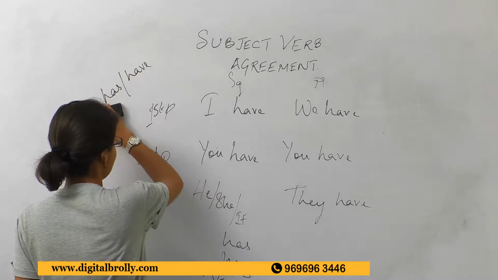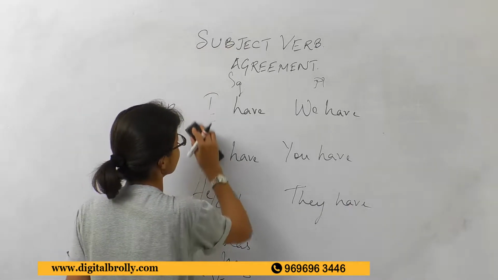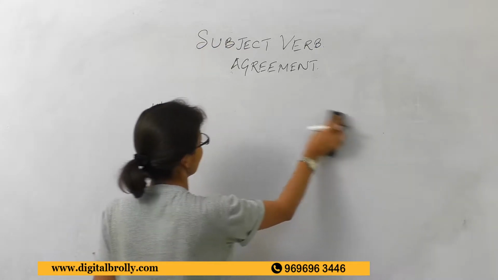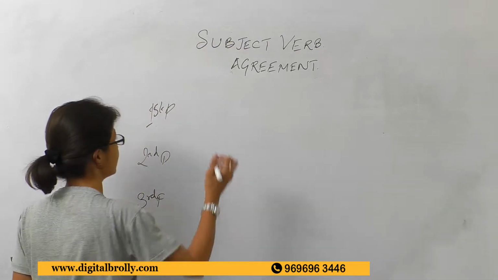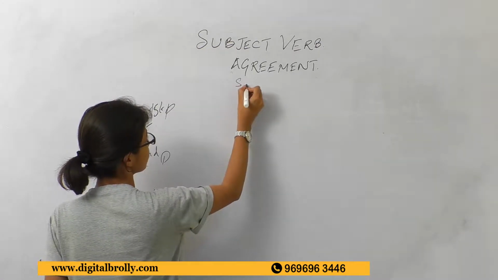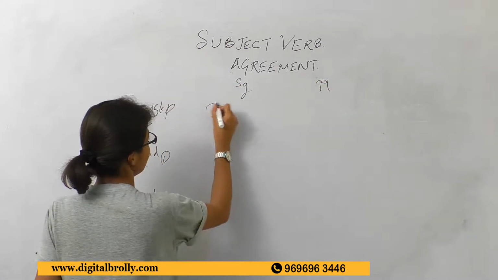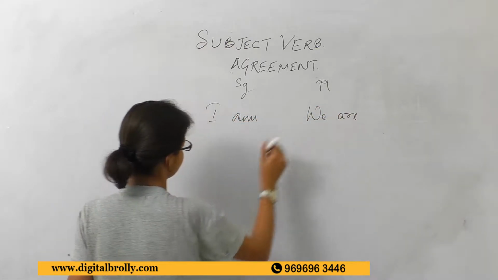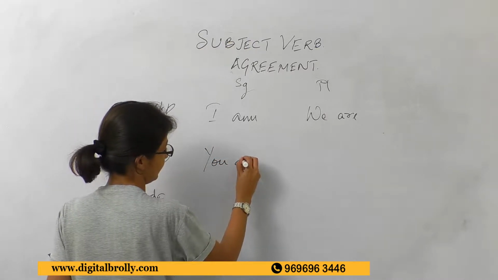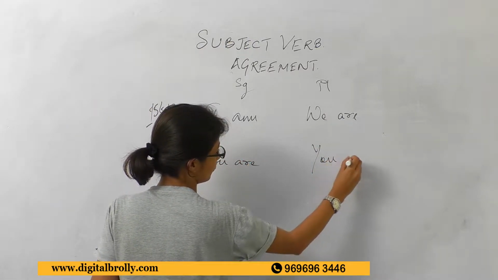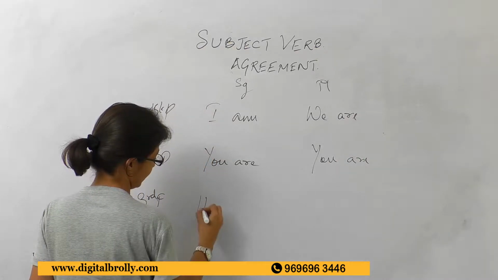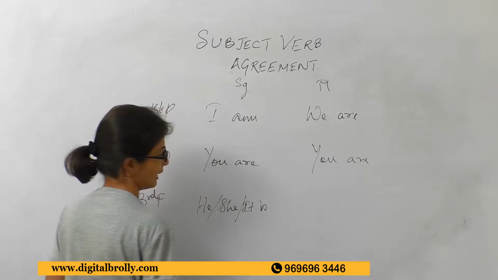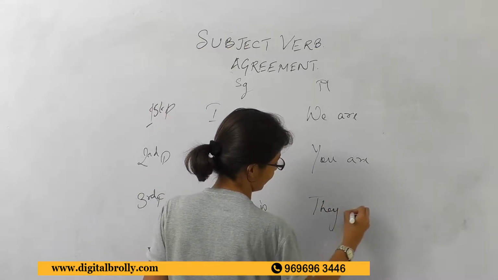Now I will just go through the be verb thing again for your revision. If you remember, the other class I had talked about it. I am, we are, you are, you are, he, she or it is, and they are.